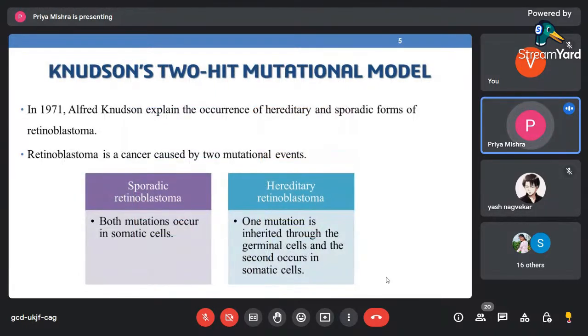The Knudsen two-hit mutational model was explained in the year 1971 by Alfred Knudsen. He said that cancer was caused by two mutational events. In sporadic retinoblastoma, both mutations occur in somatic cells, and in hereditary retinoblastoma, one mutation is inherited through the germline cells, and the second occurs in a somatic cell.